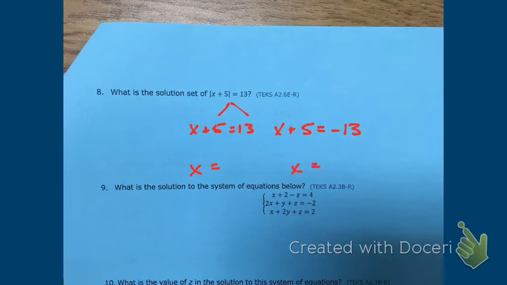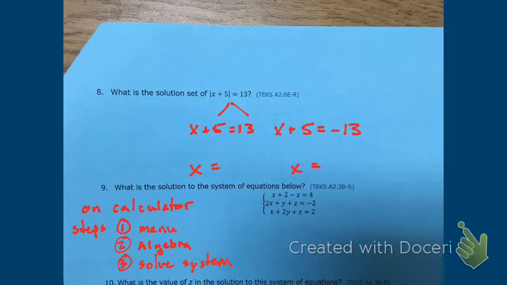Next one, solution to the system of equations below. If you want to do this in your calculator, you can do these by hand, but on your calculator, your steps are pretty easy. I'm going to go through them on the calculator, but I'll write them down here first. You want to go to menu, and then algebra, and then number 2, solve systems. So if you want to plug in this system on your calculator, here's what it would look like.